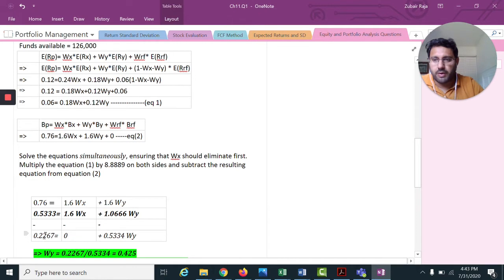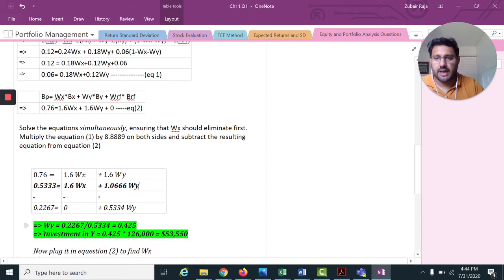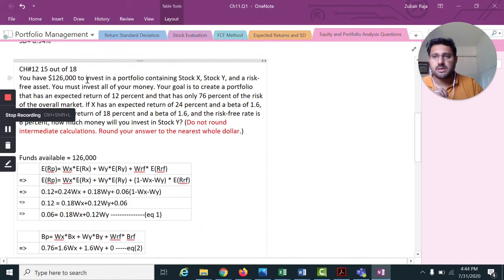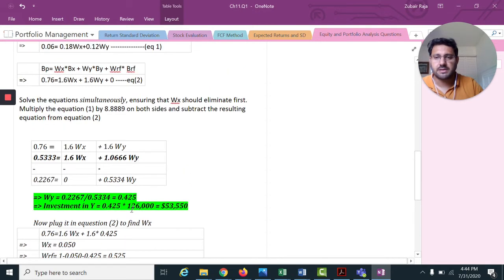You'll get 0.2267 is equal to, this will cancel out because 1.6 wx minus 1.6 wx will generate 0, and over here 1.6 wy minus 1.066 will generate plus 0.5334. If you rearrange it, you will end up getting that wy is equal to 0.425. In other words, 42.5% should be invested in stock Y out of 126,000. If you multiply 42.5% with 126,000, you will get 53,550.